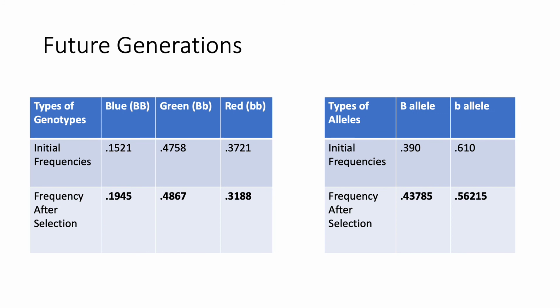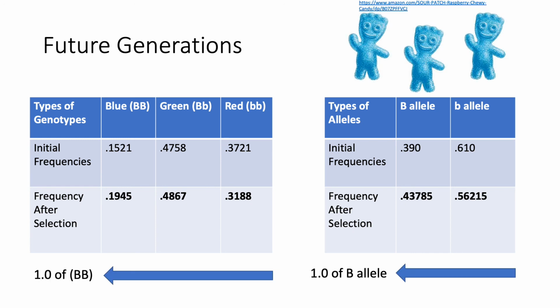After selection, the frequencies increase for the dominant B allele and for the genotypes with this allele since it promotes a flavor of sour. In comparison, the frequency decreases for the recessive B allele and for the homozygous genotype that has this allele since this promotes a flavor of sweetness. If this directional selection were to continue, the Sour Patch population would eventually only be made up of individuals with the homozygous dominant genotype that produces blue, sour individuals.